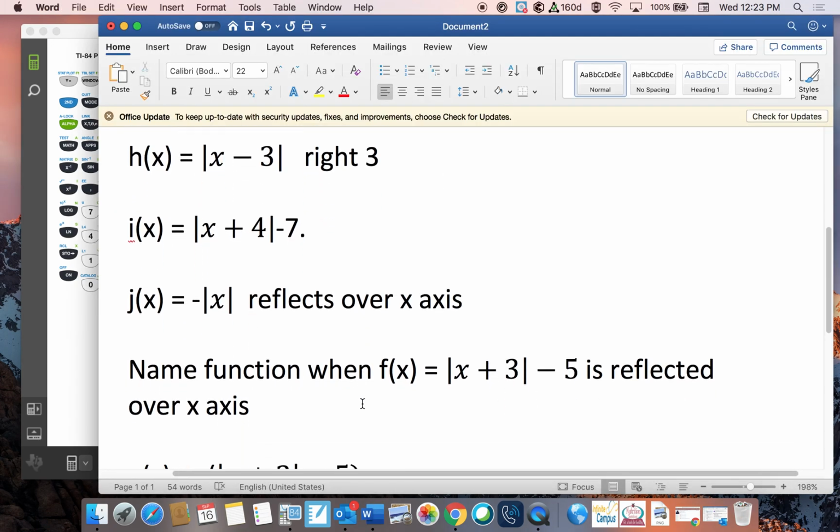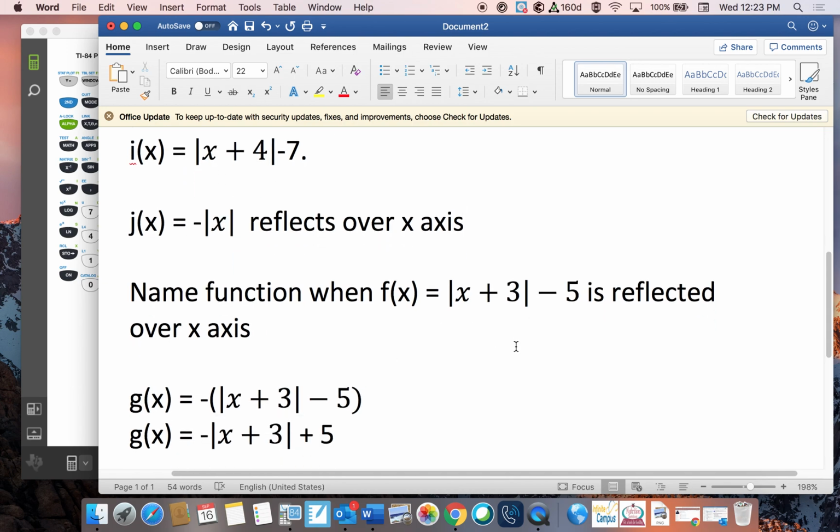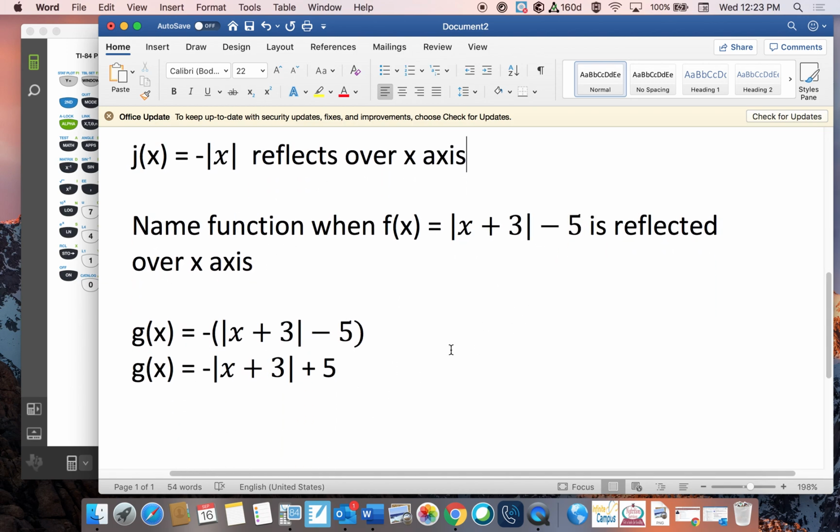And finally, name the function when this is reflected over the x-axis. And right here, folks, is the solution. This is the solution, and this is how you do it. You put a negative parentheses in front of everything. And you will notice on the bottom line, that negative sign does not go into the absolute value. It just goes right in front. It goes negative in front. And then the negative carries all the way through to the -5. If you look at this, hopefully that makes sense. Great, that is lesson 2.9, algebra.